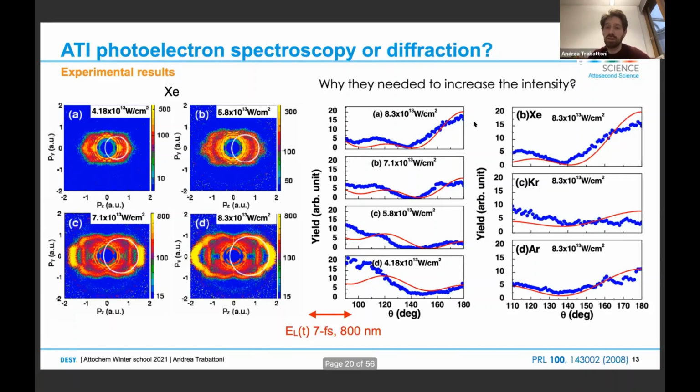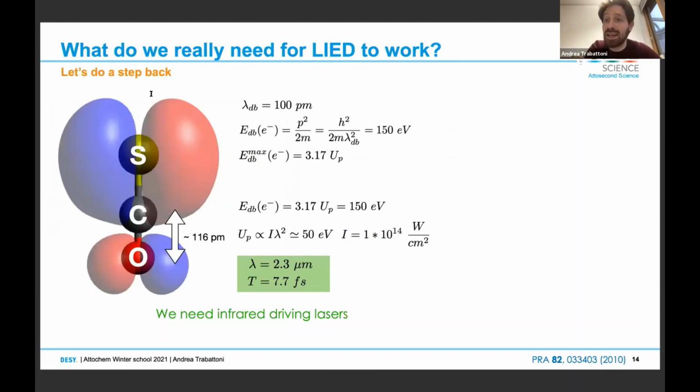But the question at this point is why they needed to increase the intensity to really observe the shape of the target. And to understand this, we can take a step back and try to understand what we need for LIED to work. We can go back to our friend, the OCS molecule. We have our bond lengths around 116 picometers. And let's say in a really conservative way, we can consider that in order to resolve these bond lengths, so to do diffraction, we need a spatial resolution around 100 picometers.